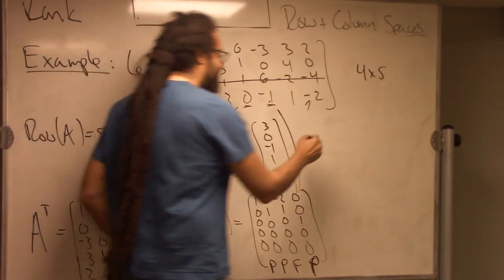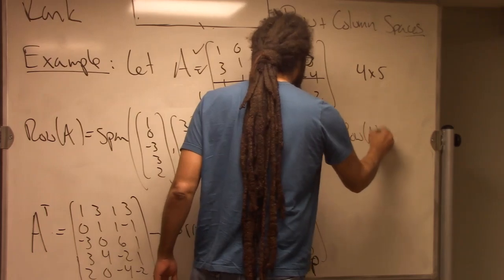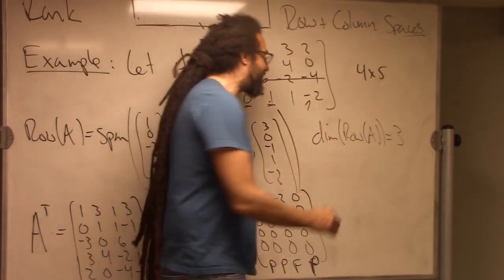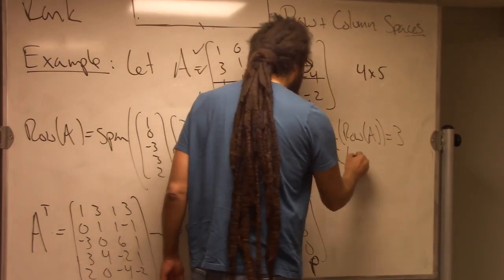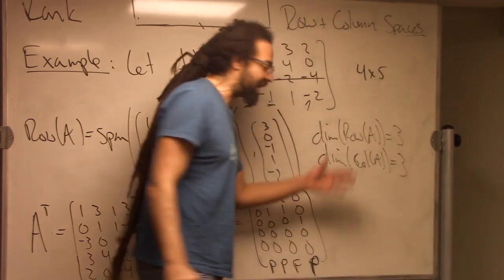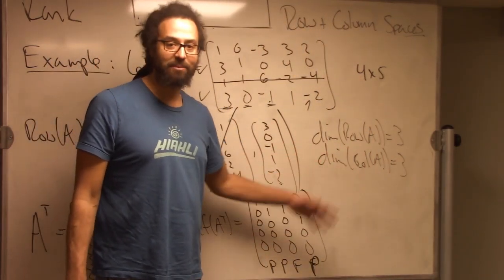And so now we can see that the dimension of the row space is equal to 3. And remember, this was the same as the dimension of the column space. So that's no accident. So that's going to be a theorem, and we'll state that formally now.